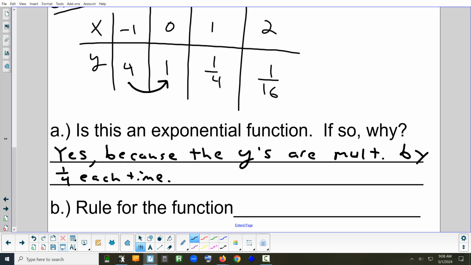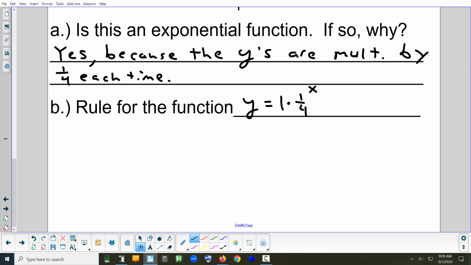All right, so now the direction said if it is exponential, write the rule. Okay, so we're going to start out with y equals 1 times 1/4. And the a value this time is whatever the number is that's below the 0. So 1. Yep, and what else comes after that? The times 1/4, to the power of x. Yep, you gotta have that power of x.